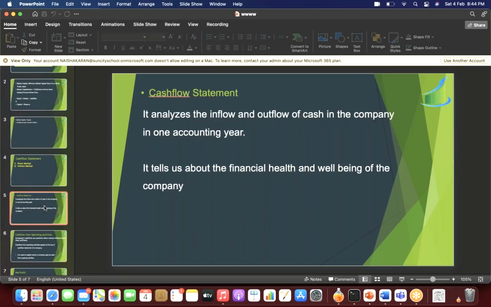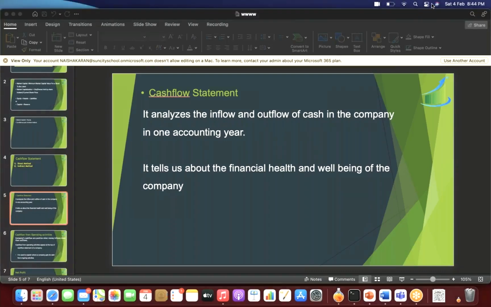And yesterday we had done one accounting year is a period of 12 months starting from 1st April and ending on 31st March. So if we read this slide, it says it analyzes the inflow and outflow of cash in the company in one accounting year. More cash in the company would tell us that this company has liquidity. Liquidity means it has the money for its day-to-day running of the business.